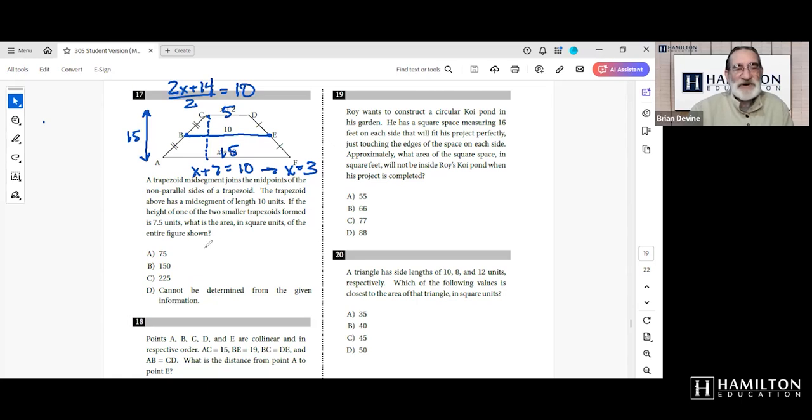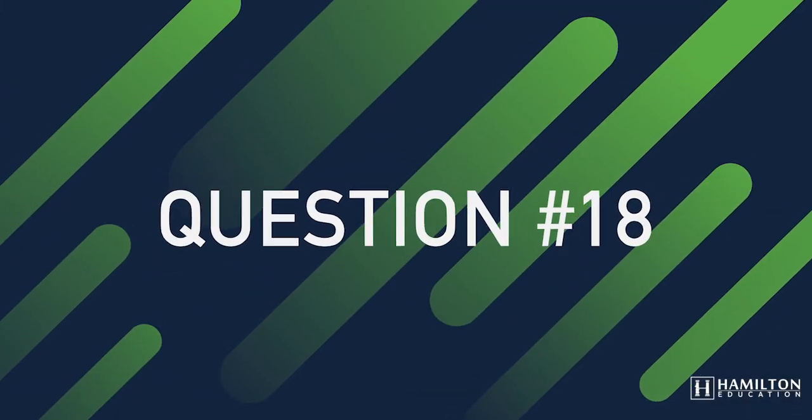And the area of a trapezoid is going to be 1/2 the sum of the parallel bases, 5 plus 15, times the height, 15. So 1/2 of 20 times the height gives me the area of the entire trapezoid as 150 square units. B.